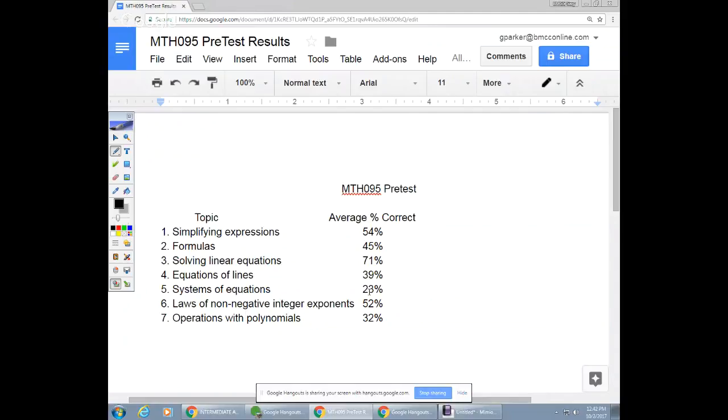Equations of lines, systems of equations went really bad. Fortunately, we don't need that immediately. The most important things for me right now are item 3 here, which is good. And then most of what we do this term is going to be based on these 2 sections here. So I'm going to show you some places you can brush up on that right now.